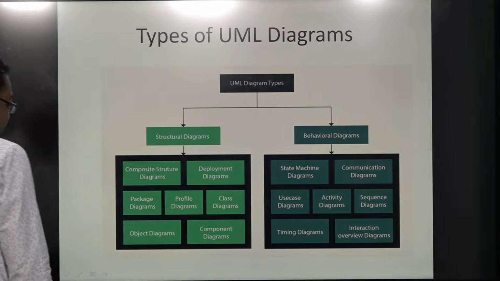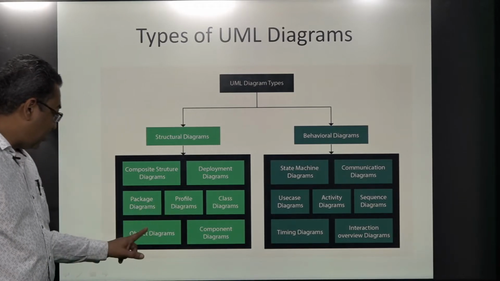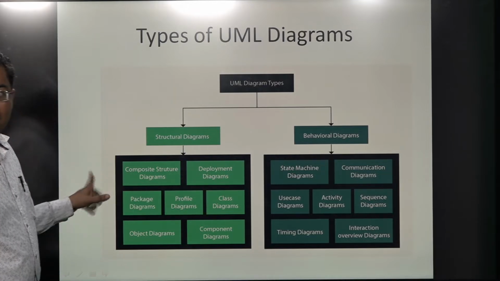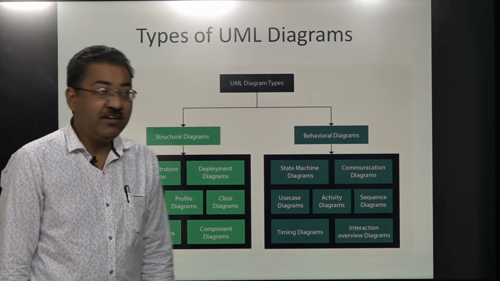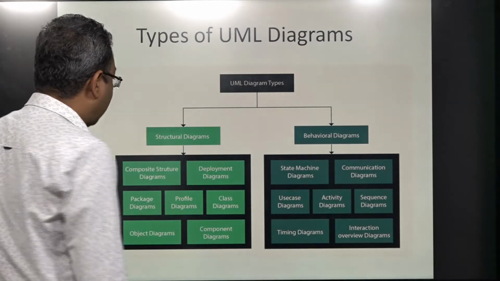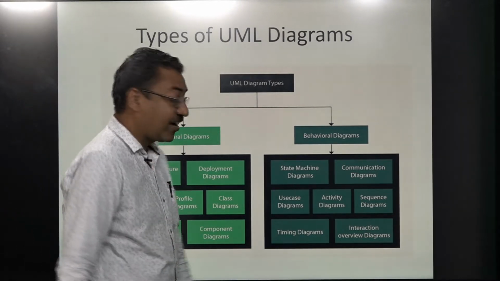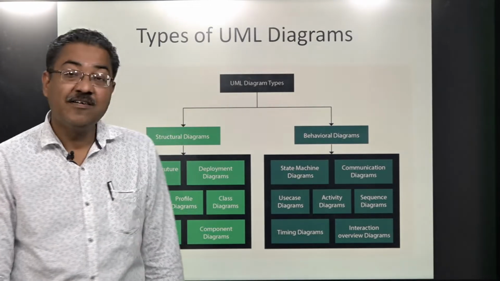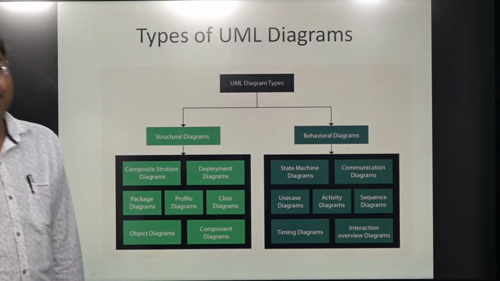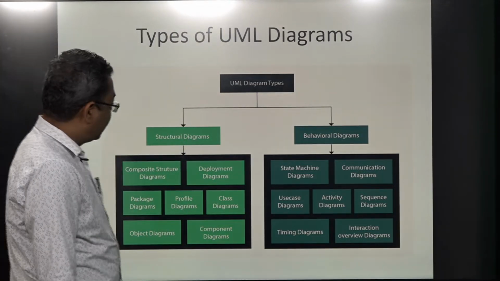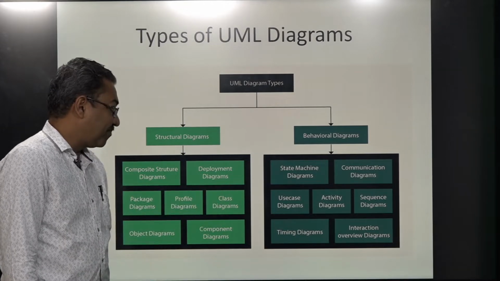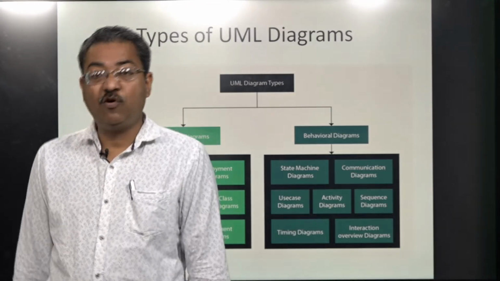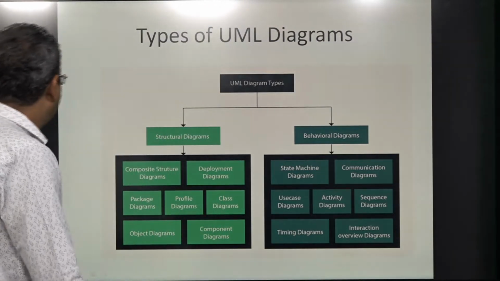Whenever we go for the structural, it consists of class diagram, object diagram, component diagram, package diagram, profile diagram, deployment diagram and composite structure diagram. While in case we go for the behavioral, it consists of state machine diagram, communication diagram, use case diagram, activity diagram, sequence diagram, timing diagram and interaction diagram, right? The most useful structural diagram is the class diagram and the most useful behavioral diagram is the use case diagram. In case you want to learn the detail, please wait for my next videos.